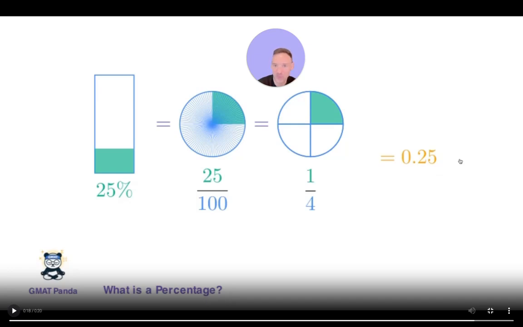Now, here we have to be a little bit careful because we are talking about portions of one. Whereas in the GMAT and in real life, you often have portions of something that's bigger than one. In fact, it's very common. So, for example, 25% of the population of the United States of America would not be 0.25, but it would be 0.25 times that population.